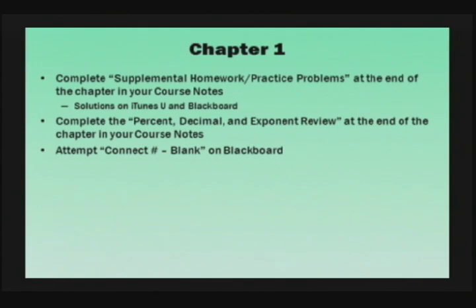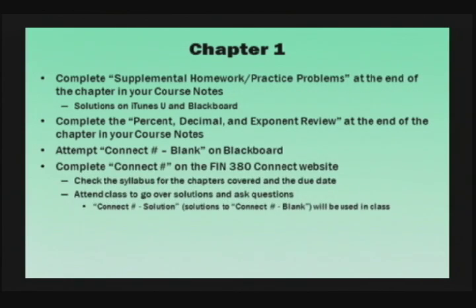That covers the Chapter 1 material, and then you should do the online Connect assignment through our Fin 380 Connect website. The syllabus tells you which chapters are covered and the due date of that assignment, and then we will go over the answers to that Connect assignment in class as scheduled, and you'll be able to ask questions about the Connect assignment during the scheduled class session.